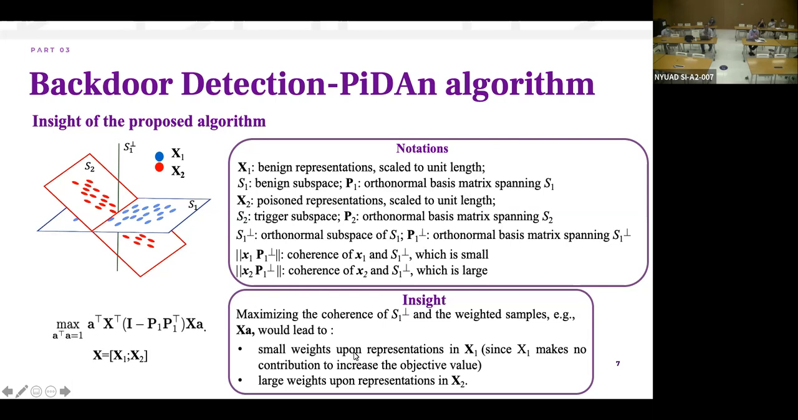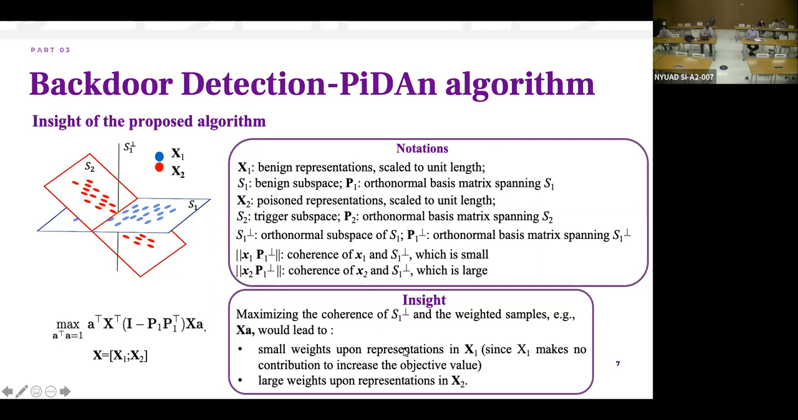Then the insight is, if we maximize the coherence of the subspace that also belongs to the benign one, and we maximize the coherence between this subspace and the weighted samples, like x times a, then we'll have the following result: the weights corresponding to different classes will have different values. Typically a will be small for the representation in X1, because the representation in X1 makes no contribution to increasing the output value, because they are orthogonal. And then the weight for the representation in X2 will be larger than that of X1.